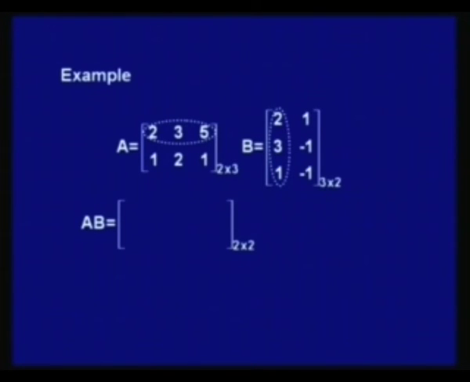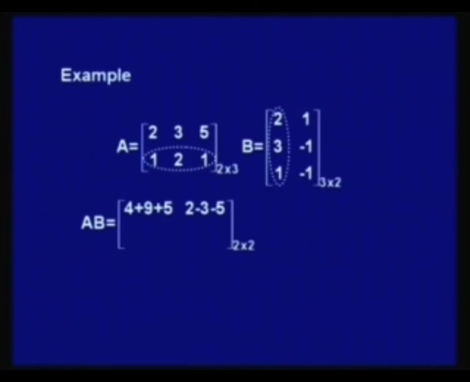The first element here will be obtained by multiplying the first row of the A matrix with the first column of the B matrix. So, we have 2 times 2 is 4, 3 times 3 is 9, 5 times 1 is 5. And the next element is the first row second column element. So, the first row of A is to be multiplied by the second column of B term by term. So, we have 2 multiplied by 1, 3 multiplied by minus 1, 5 multiplied by minus 1, and that gives me the element 2, minus 3, minus 5.